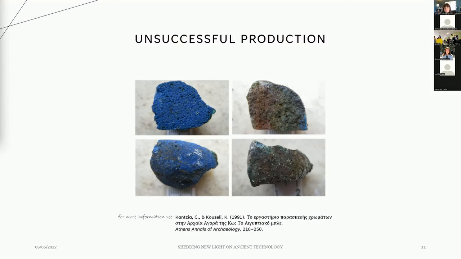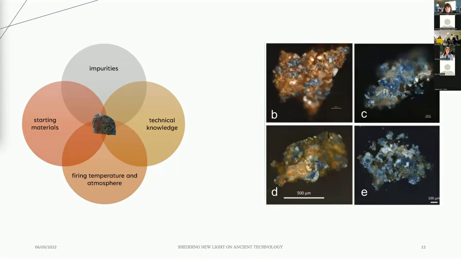This observation already puzzled Haris Kantia, the excavator, and Kelly Kuzeli, a chemist working for the Ministry of Culture, in the late 80s. They analyzed 2 pellets, one successfully produced and one unsuccessfully produced, to try to figure out what the problem was in the production. What they found is that the unsuccessful production has a high level of iron content in the final product.